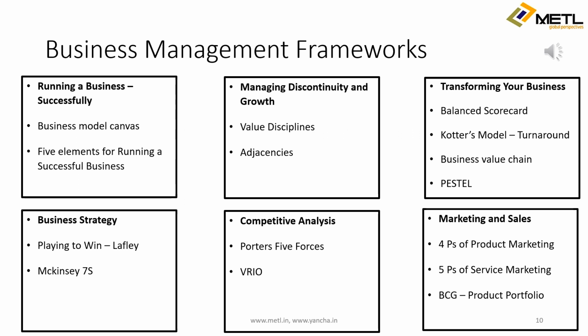Business strategy, you can look at Playing to Win by Lafley. You can look at McKinsey 7S, which is a very classical framework in this. Competitive analysis, you can look at Porter's 5 forces. You can also look at the 6th force, which is an addition, which is about the complements. You can look at VRIO framework, which was created for identifying the unique edge. Marketing and sales, you can look at 4 P's of product marketing by Philip Kotler, 5 P's of service marketing, BCG product portfolio of rising stars and dogs and cash cows.